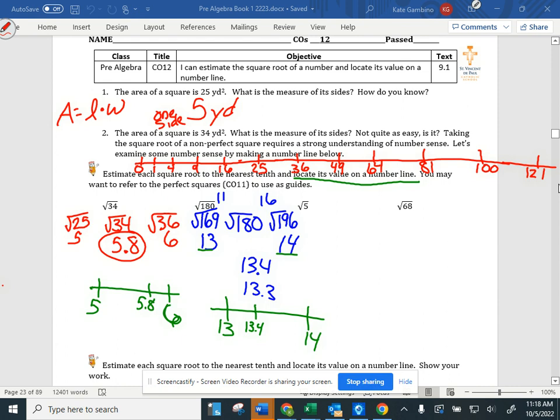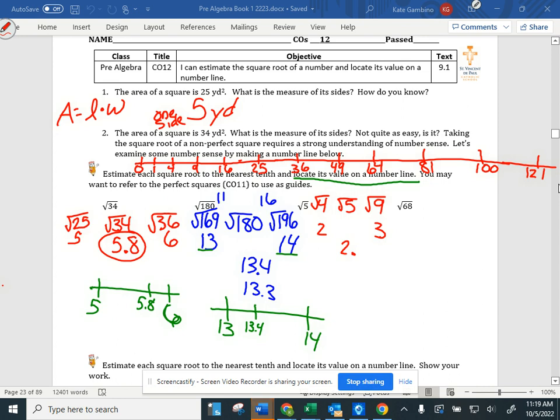Evelyn, 4 and 9. So we want the square root of 5, and Evelyn says our perfect squares would be 4 and 9. Square root of 4 is 2, the square root of 9 is 3, so that tells me what's our whole number going to be. Our whole number has to be what? 2. It's got to be 2 something, because we can't go over the 3. It's in between 2 and 3.